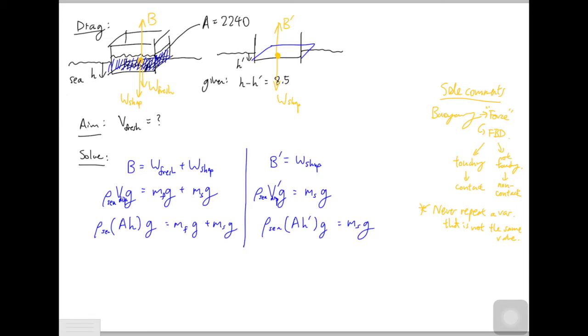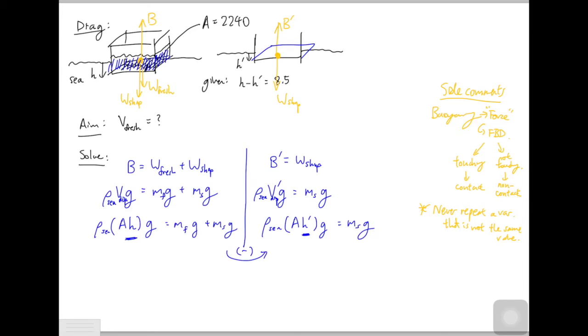So now you have set up your equations, and now I want to take advantage of this information over here, h minus h prime. This is a little bit of a specific trick that only works for this problem, not so much as a general trick, but I'm going to do that as well. I see an h over here, I see h prime over here. I can take these equations and subtract them.